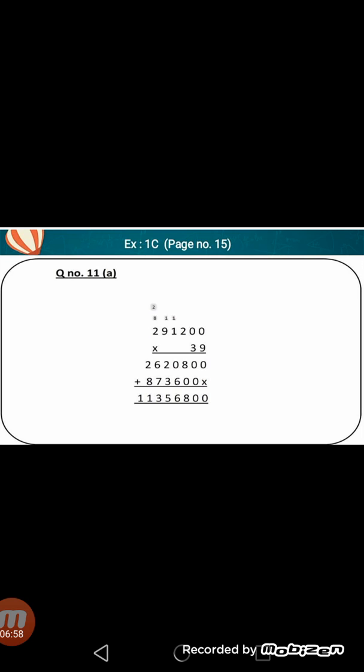0 as it is, 0 plus 0 will give you 0, 8 plus 0 it will be 8, we will write 8, 0 plus 6 will be 6, we will write 6, 2 plus 3 will be 5, 6 plus 7 will be 13, we will write 3, 1 will be carry, 2 plus 8 will be 10, plus 1 will be 11. Now this is your product value.